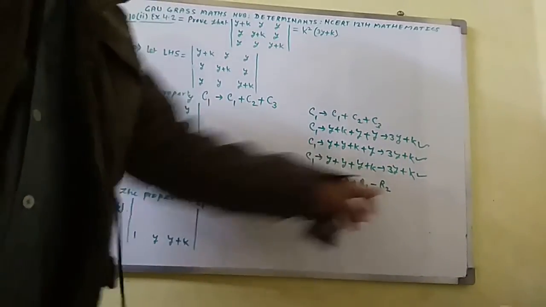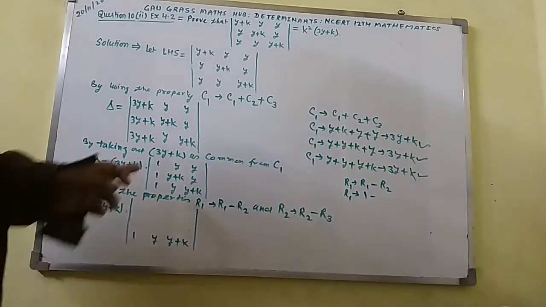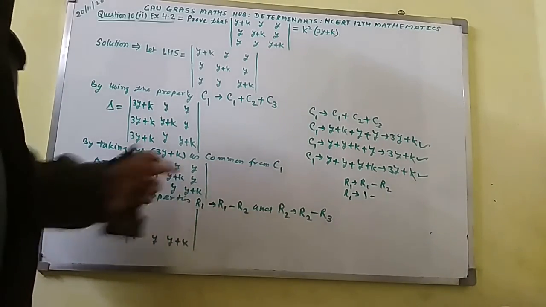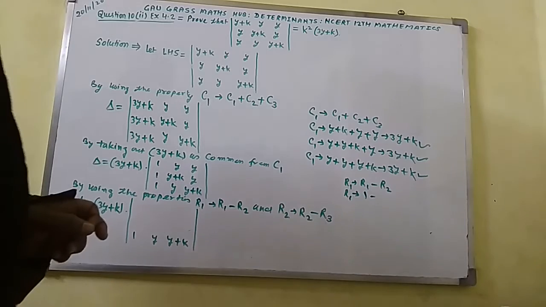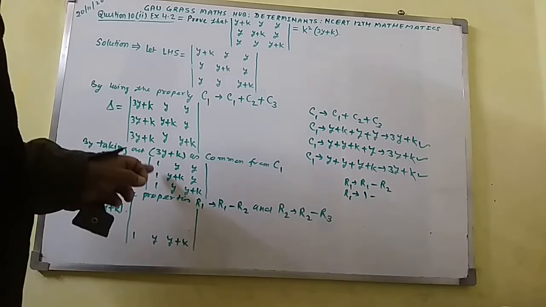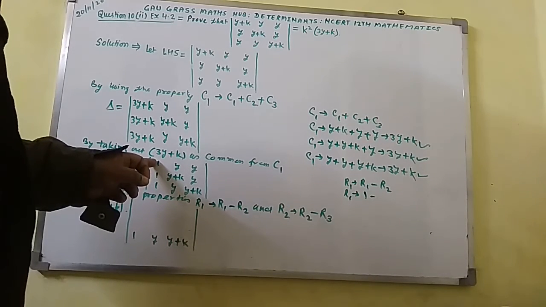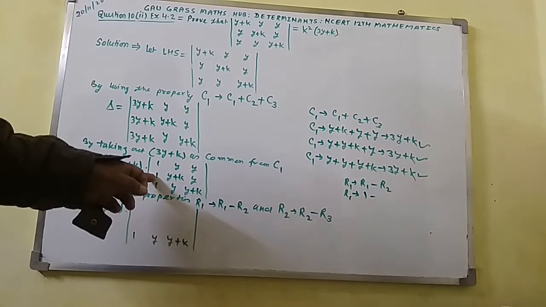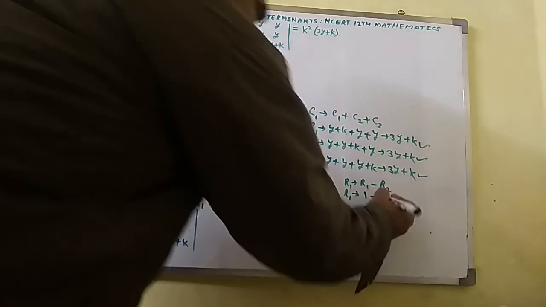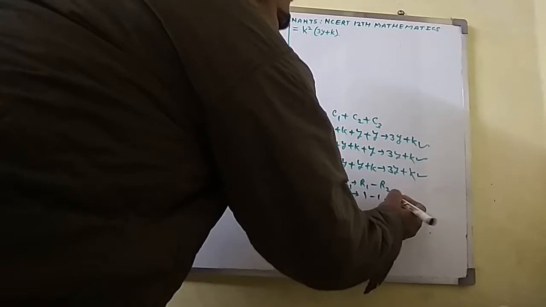For R2 I shall refer to the second row. The corresponding element of 1 in the second row will be 1. Here write 1. This comes out to be 0.